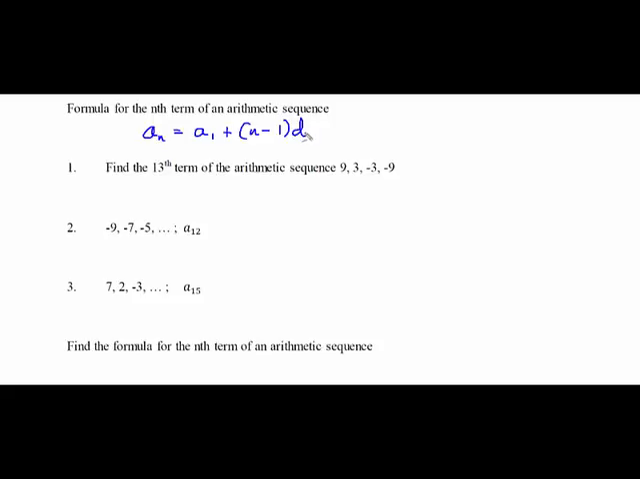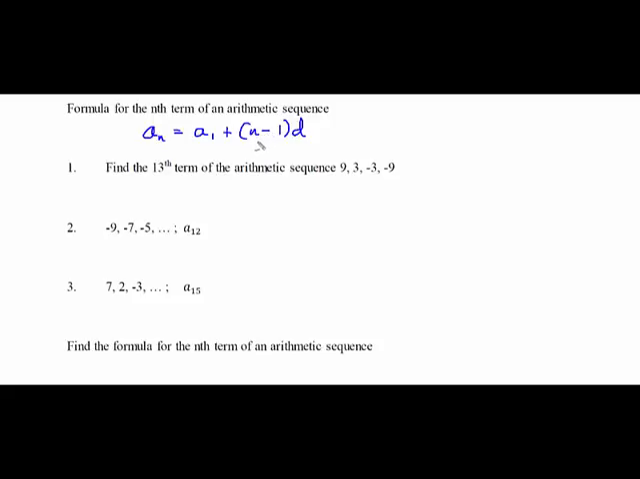This actually reminds me a little bit of the slope y-intercept equation, except instead of the y-intercept, we're starting with the first term instead of starting with x equals 0, or the y-axis. And to compensate for the fact that we are starting one term ahead of 0 on the x-axis, this is an n minus 1 to compensate for that first step.